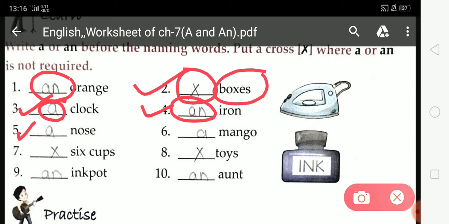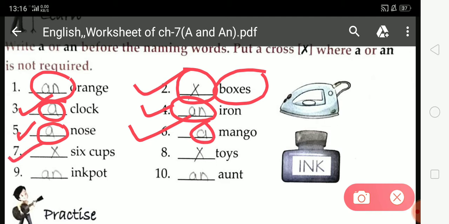So here we use a before nose, and here a is already filled. Now come on sixth, mango. In mango, M is a consonant letter. So student, here we use a before mango, and here a is already filled.